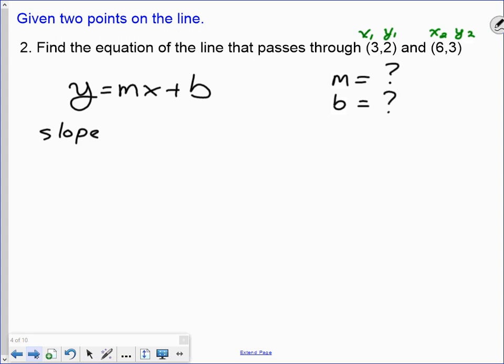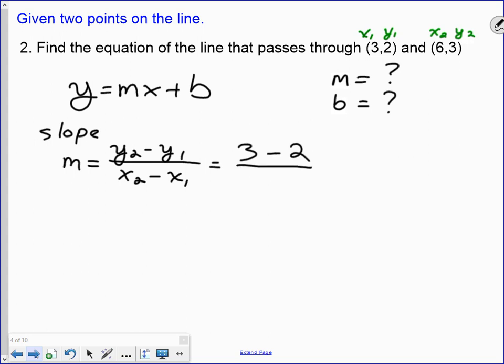All right, so we can use our slope formula, y2 minus y1 over x2 minus x1, to figure out what this slope is. Okay, so my y2 value is going to be 3. My y1 value is going to be 2. My x2 value is 6. My x1 value is 3. So my slope is going to be, let's see, 3 minus 2 is 1. 6 minus 3 is 3. So my slope is 1/3.